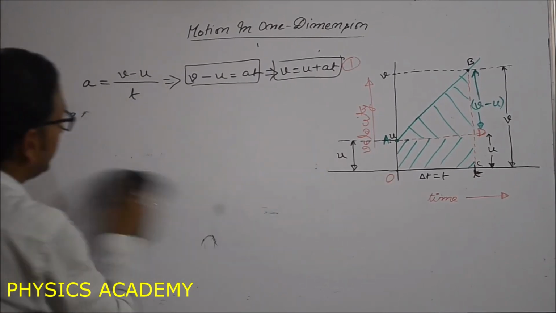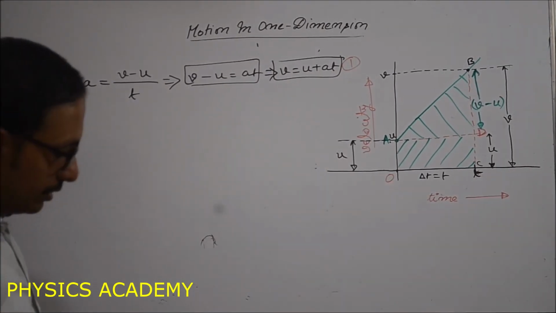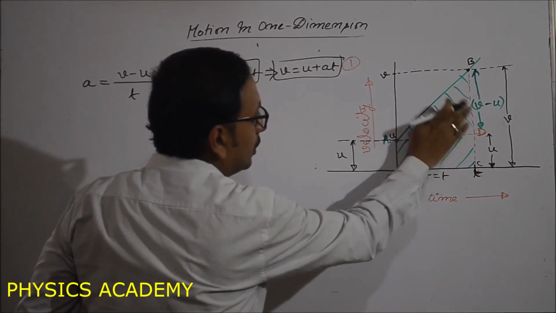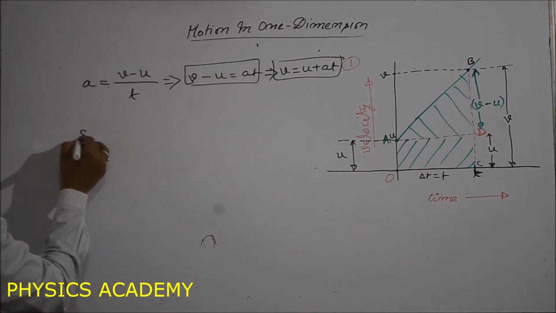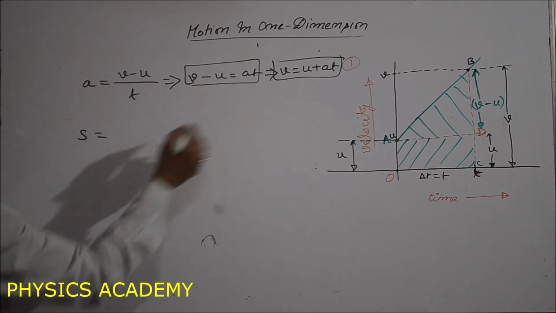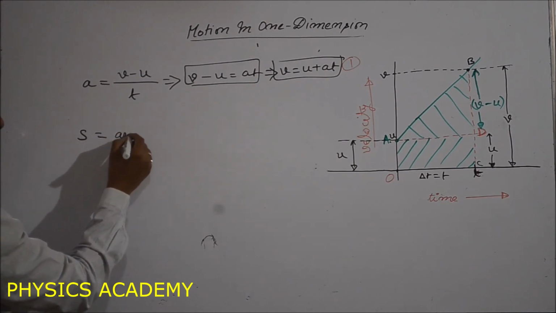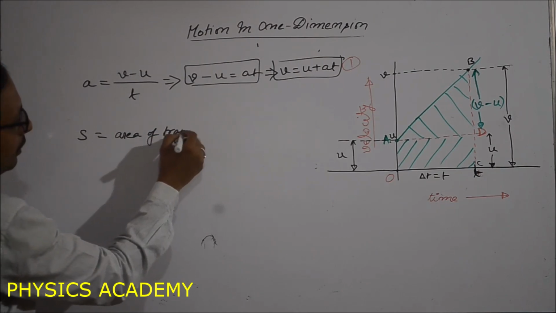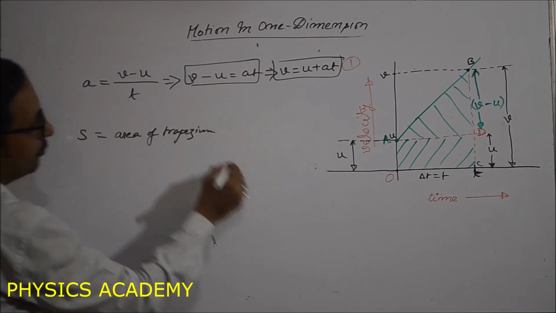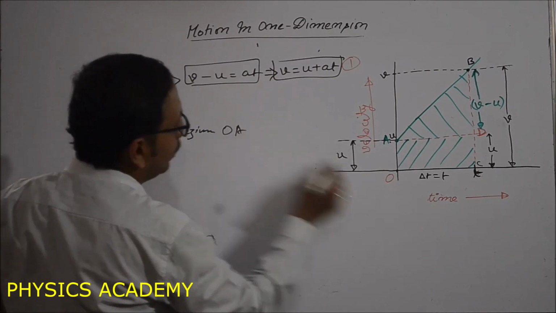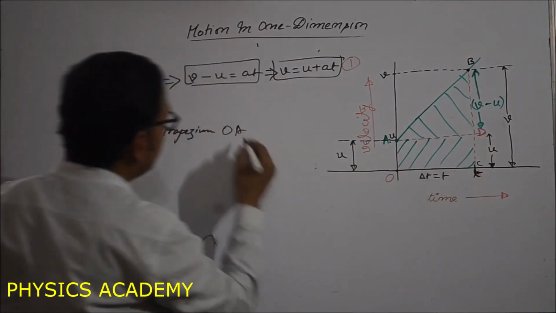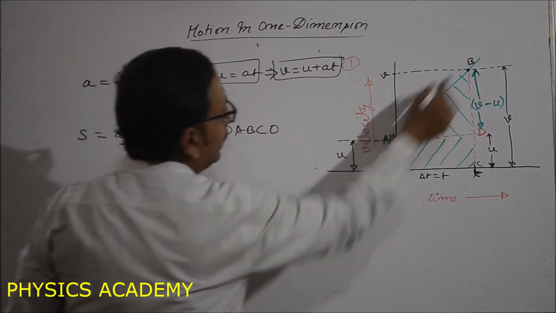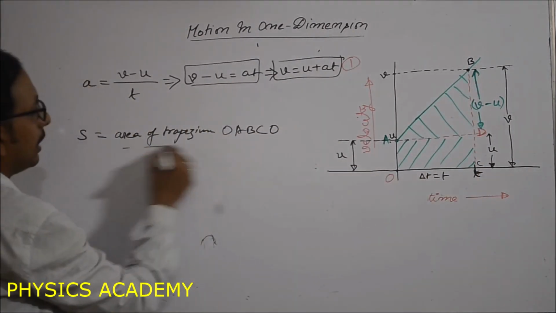So now let me do it graphically. Again what I said, the displacement is this portion under the graph. So again I am writing S. How can I find it out? I can easily find it by finding the area of a trapezium. What is the trapezium? OABCO, OABCO. So this is your trapezium.